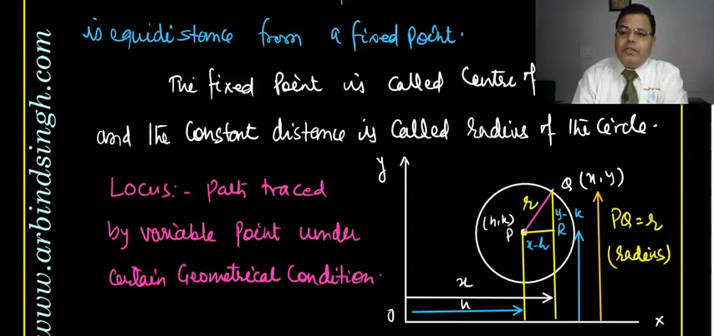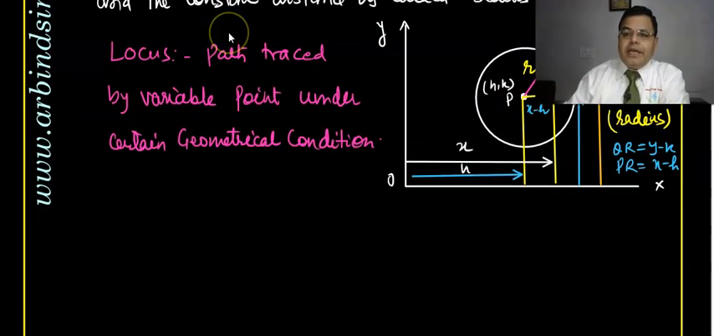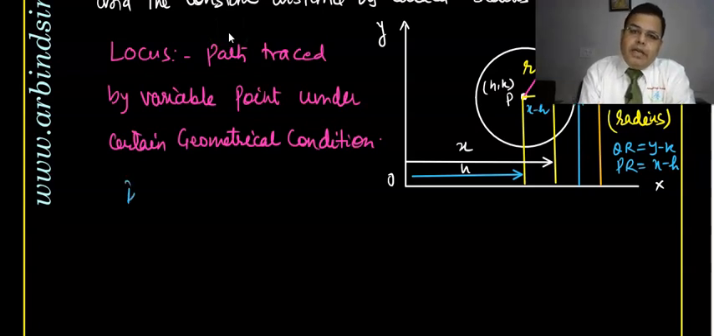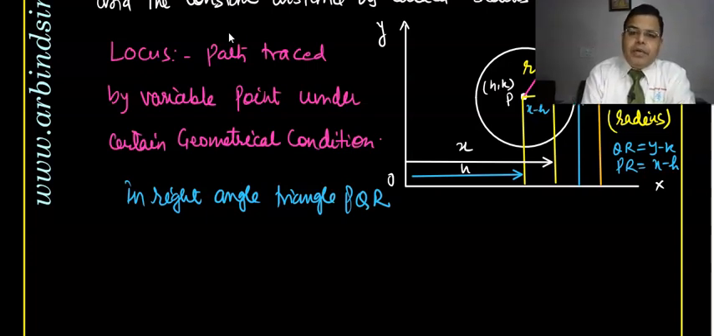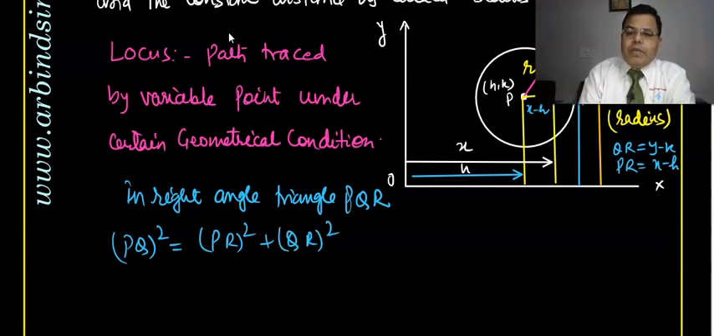Let this point be R. So PR is x minus h, and QR is y minus k. Now in the right angle triangle PQR, we have PQ square is equal to PR square plus QR square, by the Pythagoras theorem.